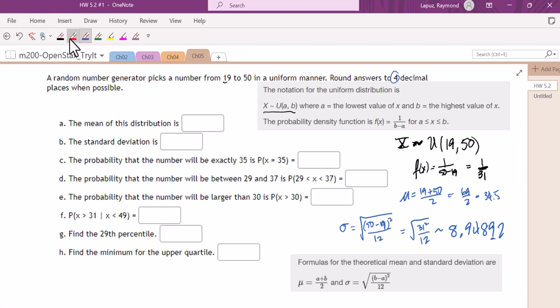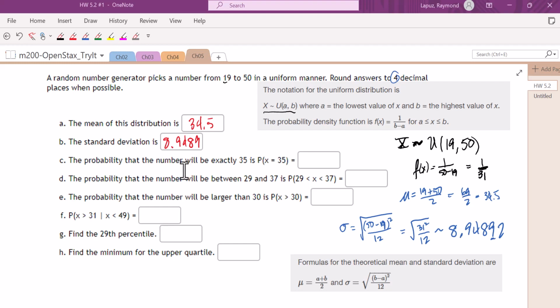So here we have the first two answers. We got 34.5 and 8.9489. So those are our first two problems.